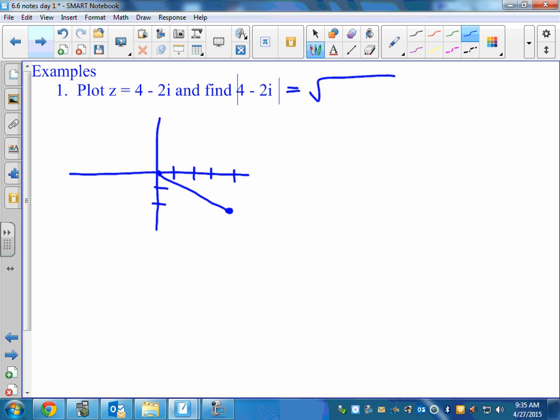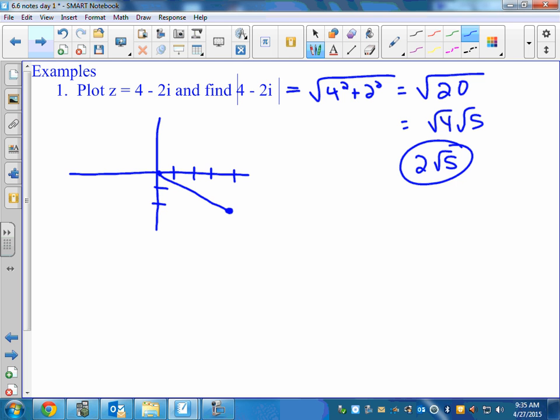And it's just the square root of 4 squared plus 2 squared, which would be the square root of 20. Do you think I want you to leave it as a square root of 20? Nope. Do you think I want you to give me a decimal? Nope. I want you to break it up and say that that's 2 radical 5.